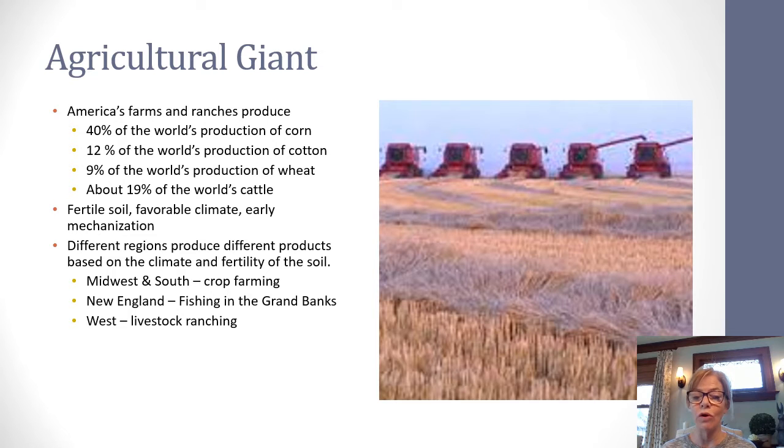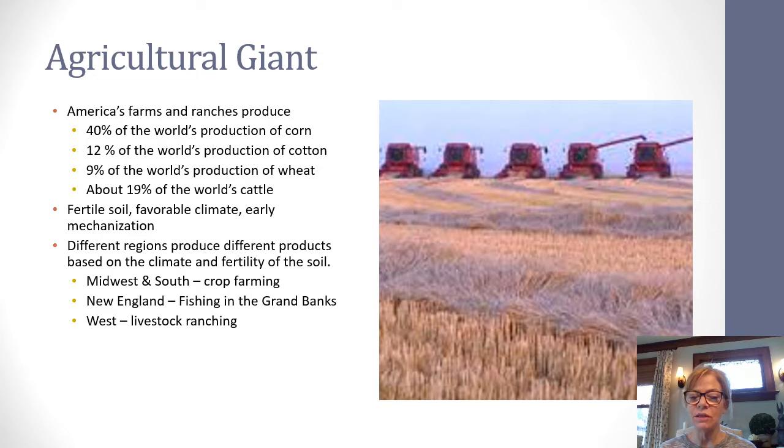40% of the world's corn is done here, as if we didn't know that, and just look around Illinois in the summertime. 12% of the world's production of cotton, 9% of wheat, 19% of cattle. Right? We have very fertile soil, great climate. We have a lot of mechanization. You look up here, all these combines at work, right?